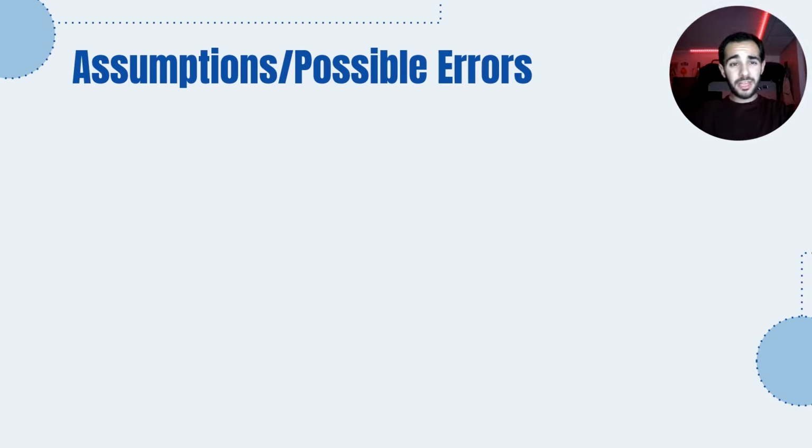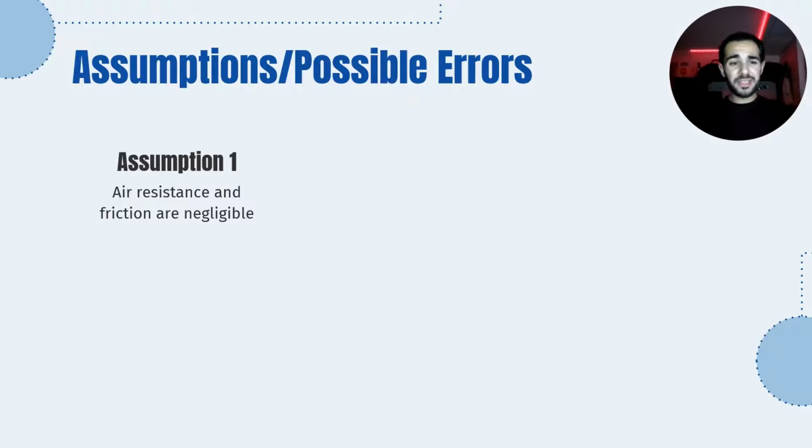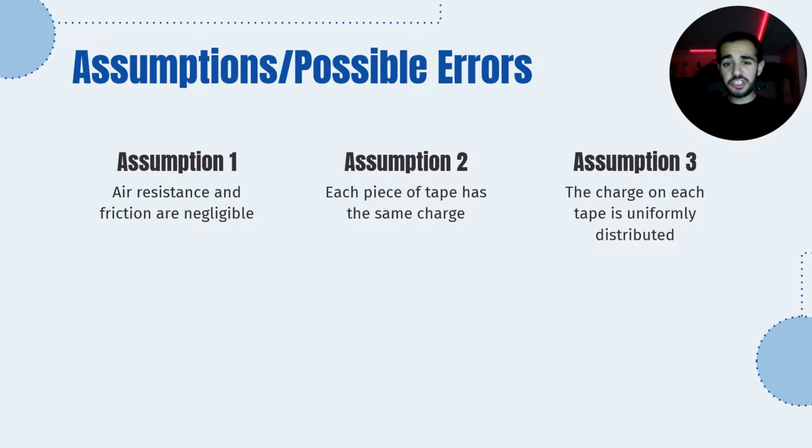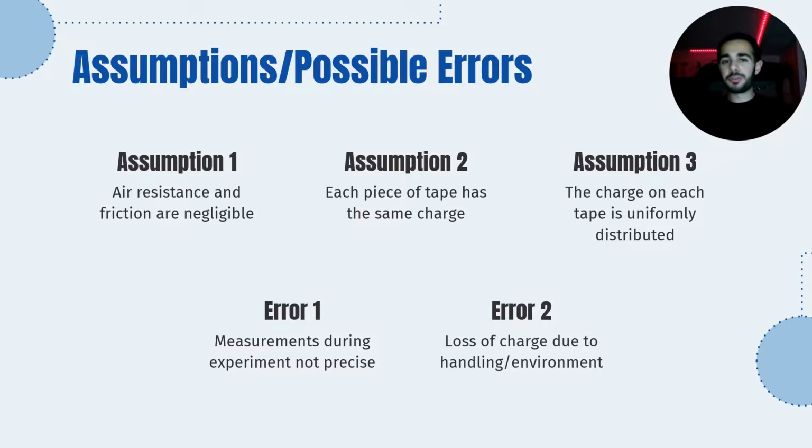In this lab, I made a couple of assumptions, such as assuming that air resistance and friction are negligible, each piece of tape had the same amount of charge, and that the charge on each tape is uniformly distributed along its length. Now, some possible errors that I could have made throughout the lab is that the measurements were not exactly super precise, and also there was a loss of charge due to handling and the outside environment.